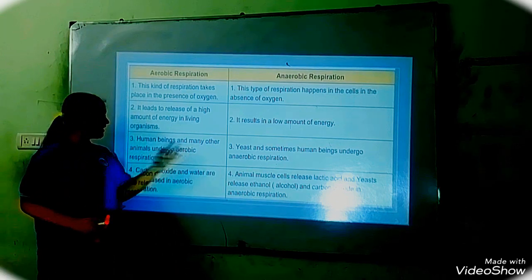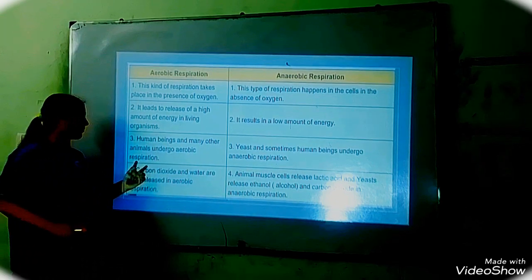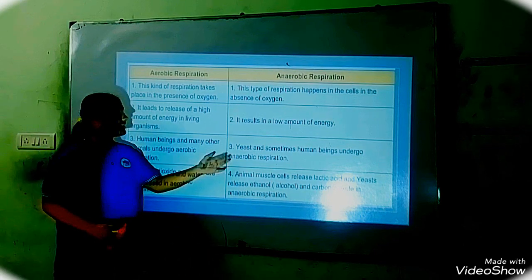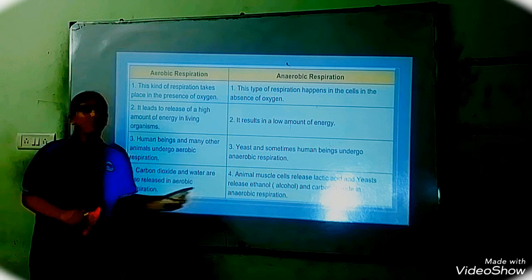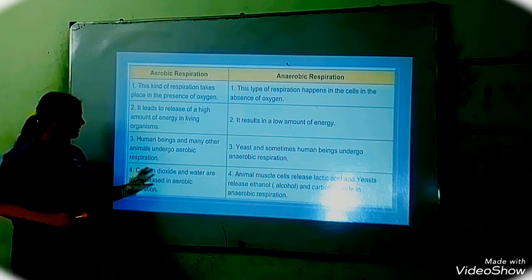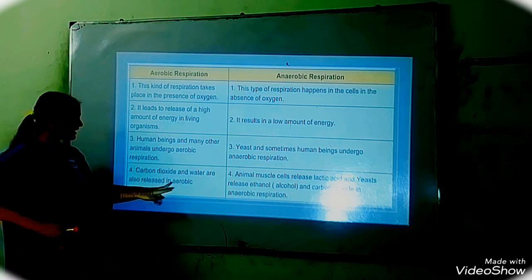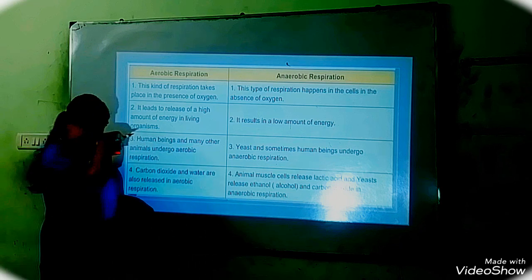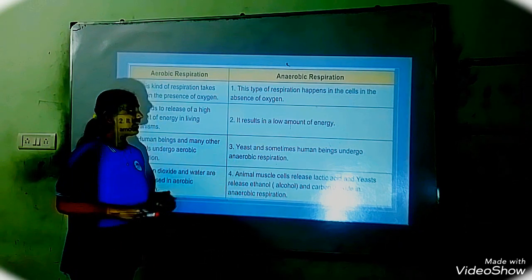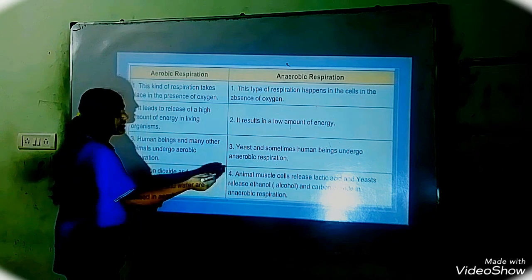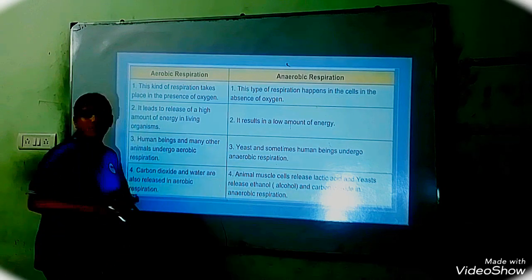Human beings and many other animals undergo aerobic respiration, whereas yeast and sometimes human beings undergo anaerobic respiration. Carbon dioxide and water are released in aerobic respiration, whereas in anaerobic respiration, lactic acid or ethanol is released along with carbon dioxide.